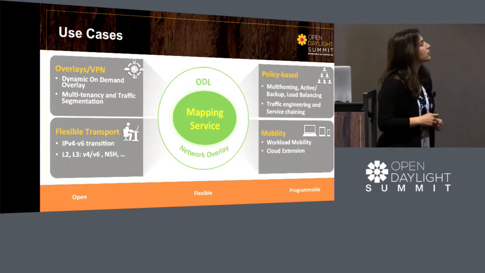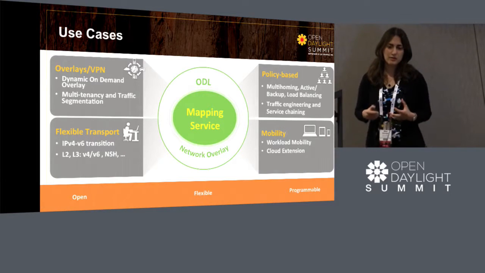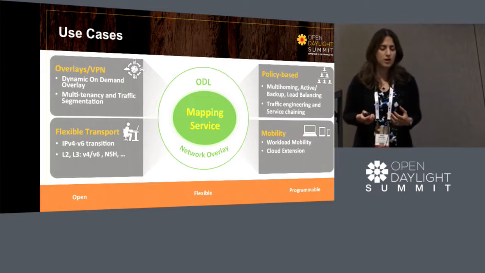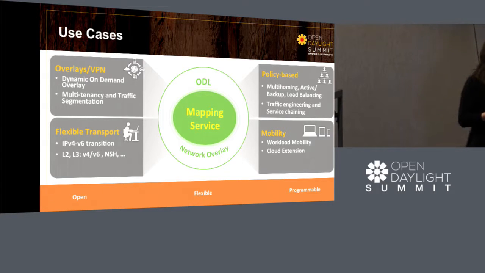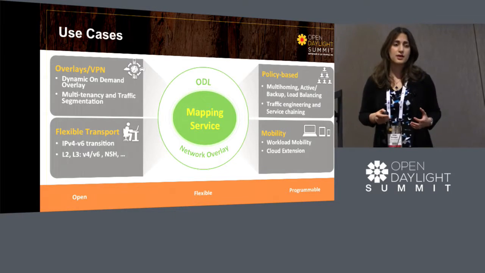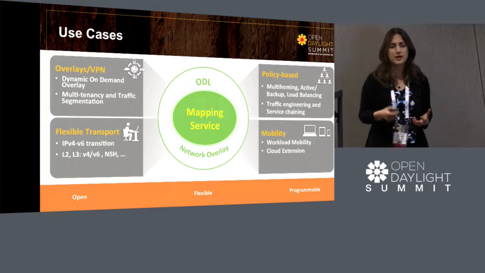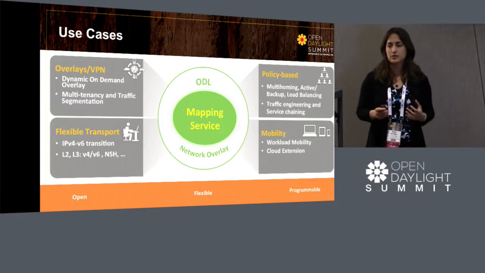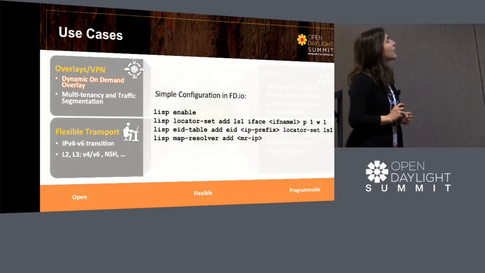So I've grouped the use cases into 4 buckets. First, the basic overlay and VPN scenarios. And then we look at the policy-based forwarding scenarios, such as multihoming and traffic engineering. Then we look at use cases that are relevant to the flexible transport. An example of that is IPv6 transition. And lastly, mobility-related use cases, so workload mobility, cloud extension, and so on.